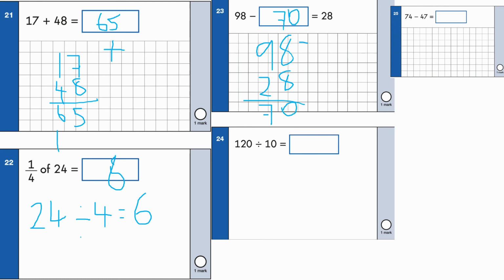Okay. This is question number 24. 120 divided by 10. Well, when I divide by 10, I just take off one of the zeros. So the answer is just 12. Okay? Because it is the same sum as doing 12 divided by 1. Okay? Anything divided by 1 is just going to be equal to itself.